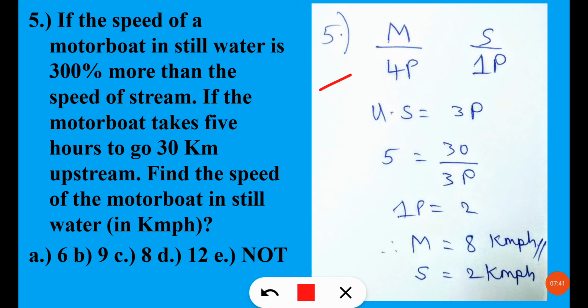Motorboat speed means 4 parts. 1 part value is 2. 4 into 2 equal to 8 kmph. Option C is the right answer.